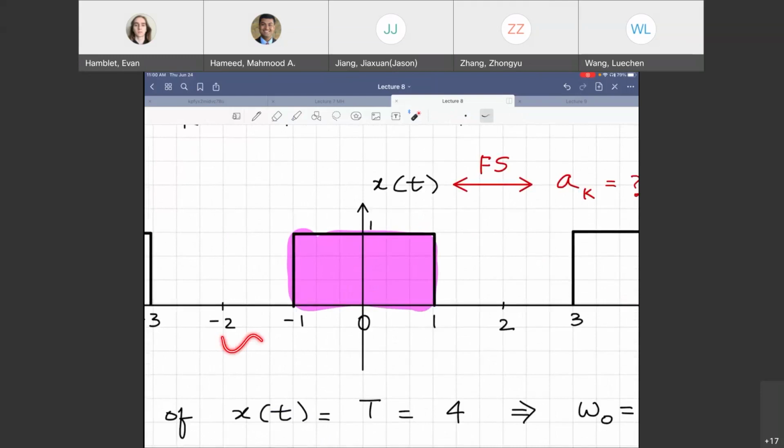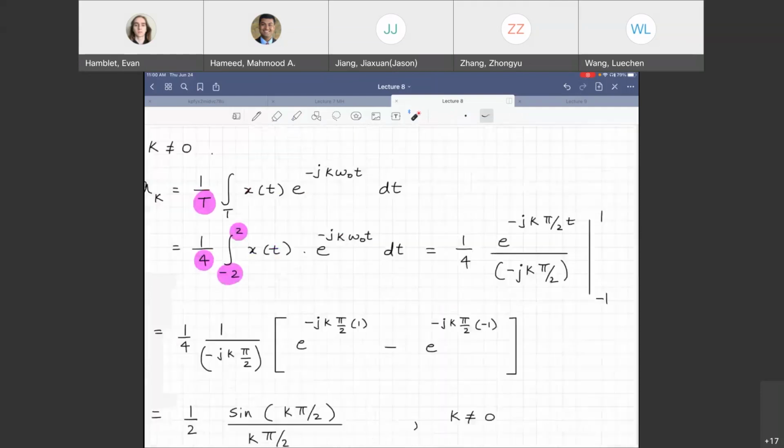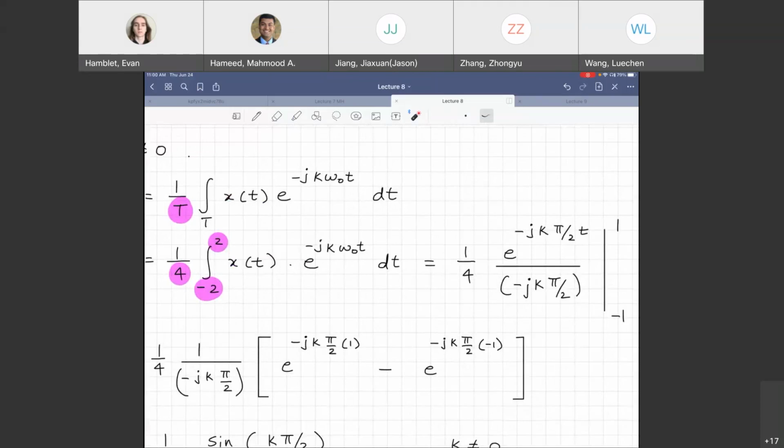It is 0 over here, and it is 0 over here. So I don't even have anything over there for x of t, so I don't need to include that in my definite integral. That's how I got that. Substitute the limits. You've got the first piece over here, second piece over here. Is it in a convenient form? e to the minus jx minus e to the minus j plus x, right?